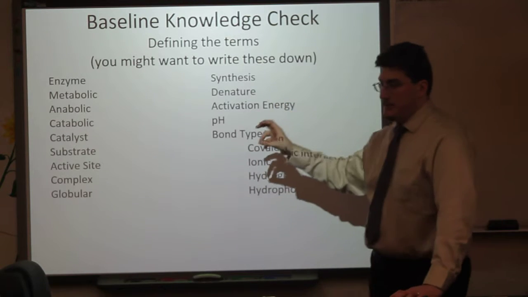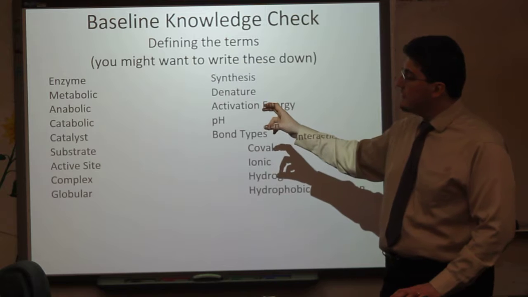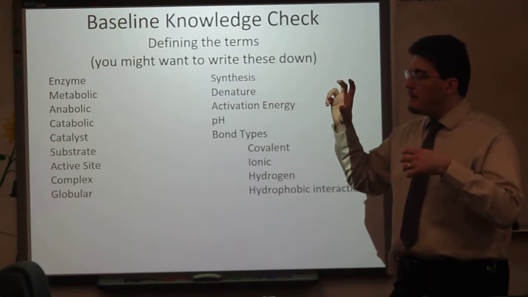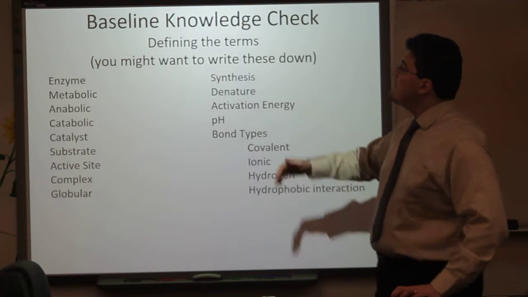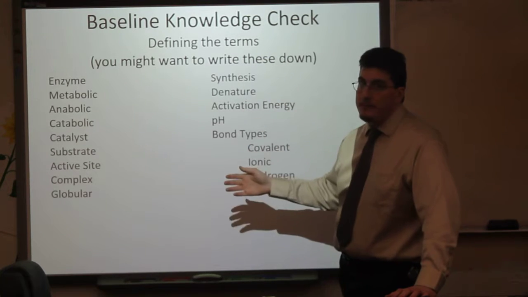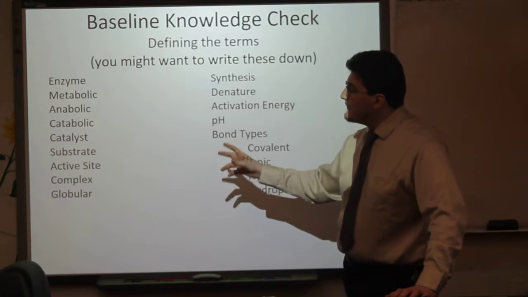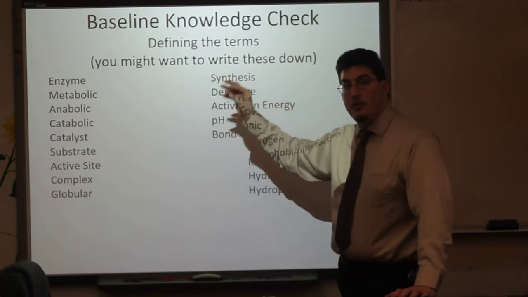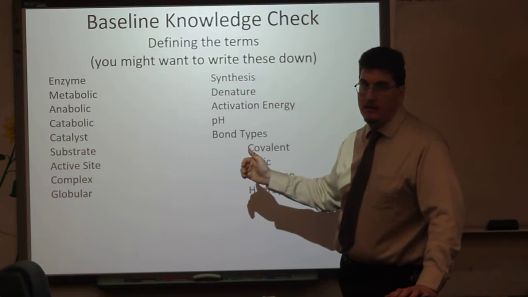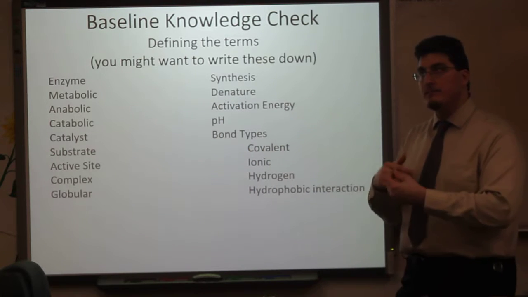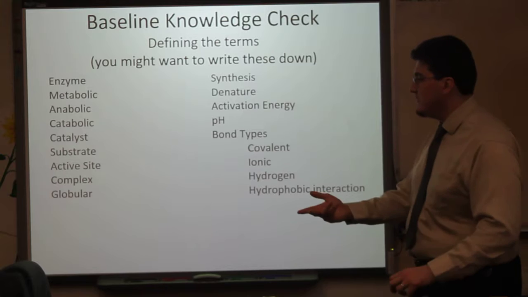The substrate is the molecule or molecules that an enzyme will act upon. The active site is the space, the physical part of an enzyme where that substrate will bond in order for that chemical reaction to proceed.